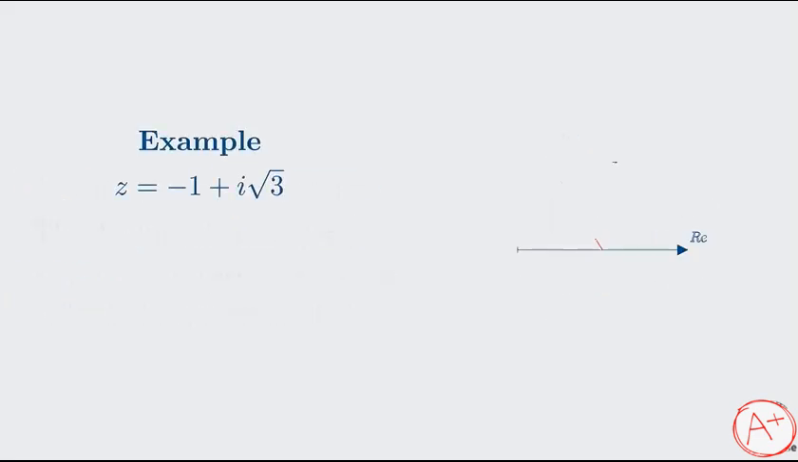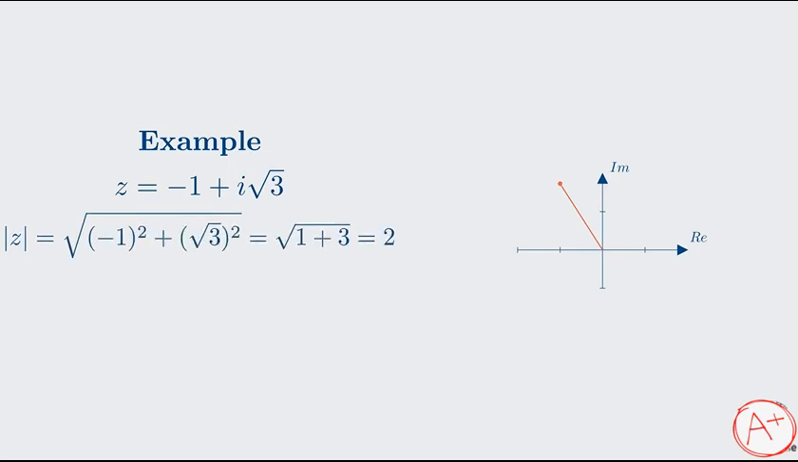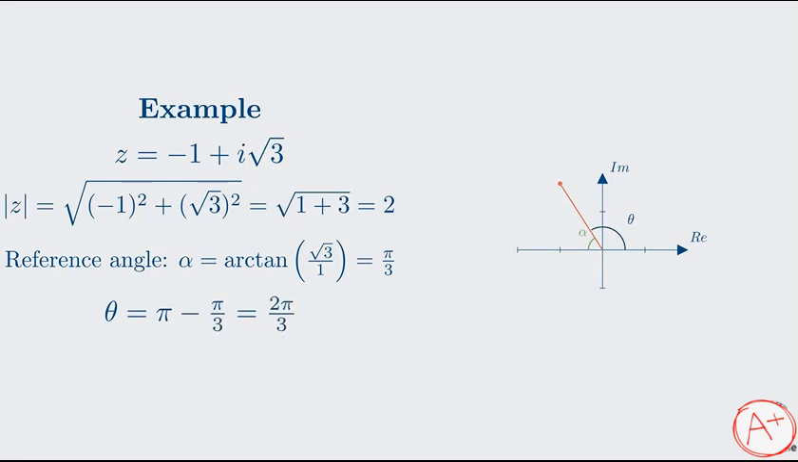Let's find the modulus and principal argument of z equals -1 plus i root 3. First, the modulus. -1 squared plus root 3 squared gives us 1 plus 3, which is 4. The square root of 4 is 2. Now for the argument. The point is in the second quadrant. Because the real part is negative and the imaginary part is positive, we first find the reference angle alpha by taking the inverse tangent of the absolute values, which gives us pi divided by 3. Since we are in the second quadrant, the argument theta is pi minus the reference angle. This gives us a principal argument of 2 pi over 3.